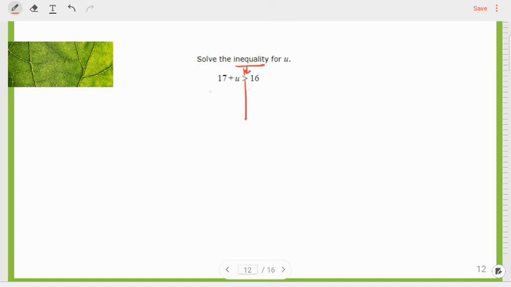So if I'm solving this, since this is plus 17, I'm going to minus 17 to eliminate that 17 on the same side as u, and I end up with u is greater than, bring down the same inequality, and 16 minus 17 is negative 1. And this is just my answer.